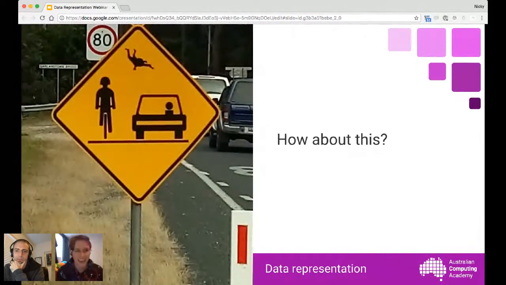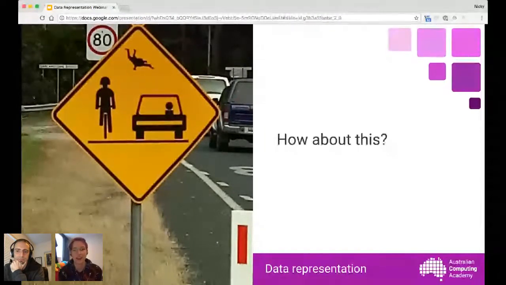So I've heard a lot of different interpretations of this particular sign. This is a street sign seen in Maruya.